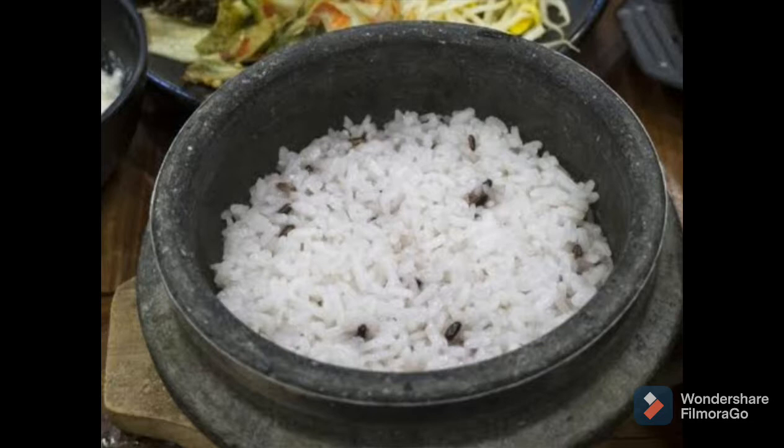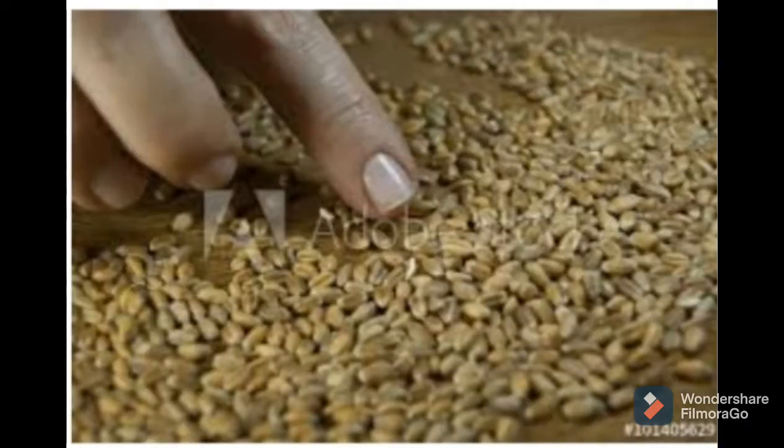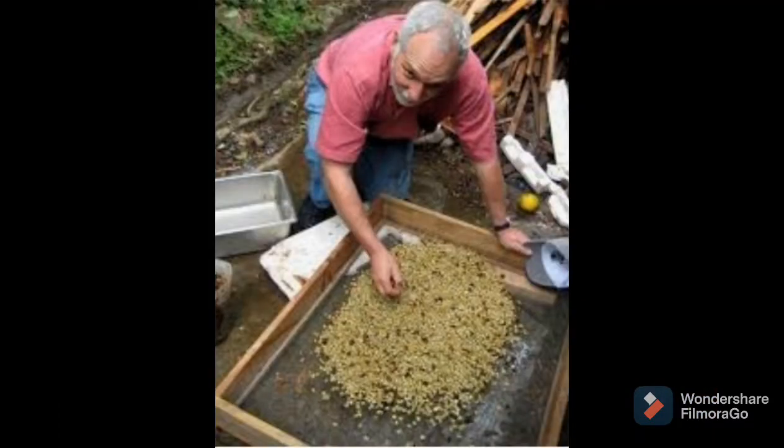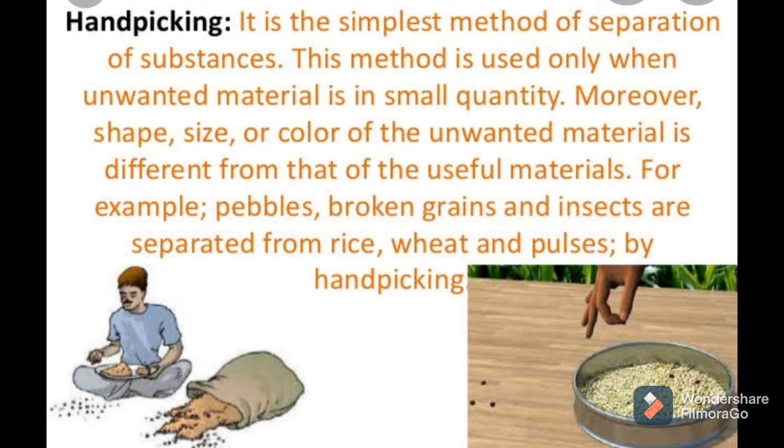The simplest method to separate a solid and solid mixture is hand picking, because in our daily life we are continuously using this method. It is the simplest method of separation of substances. This method is used only when the unwanted material is in small quantity. Moreover, the shape, size or color of the unwanted material is different from that of the useful material. For example, pebbles, broken grains and insects are separated from rice, wheat and pulses by hand picking.